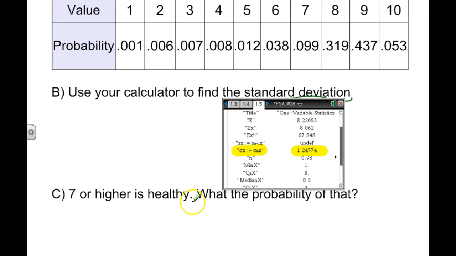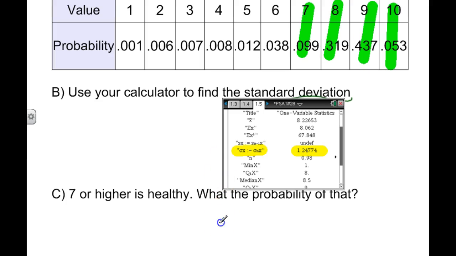Now 7 or higher is healthy. What is the probability of that? So we really are looking at just these numbers here. So these 4 numbers. So all you have to do here is add up 0.099 plus 0.319 plus 0.437 plus 0.053. And so whatever that is in your calculator, that's going to be the answer for the probability of that happening.